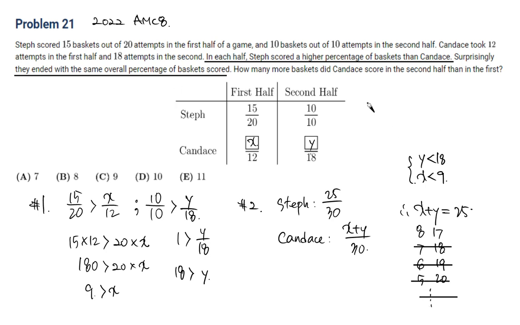Right, so we found a unique solution for X comma Y, which must be 8 comma 17. And it asks how many more baskets Candace scored in the second half than in the first. We need to take the difference between 17 and 8. Hence the answer must be just simply 9, choice C. And there you go.